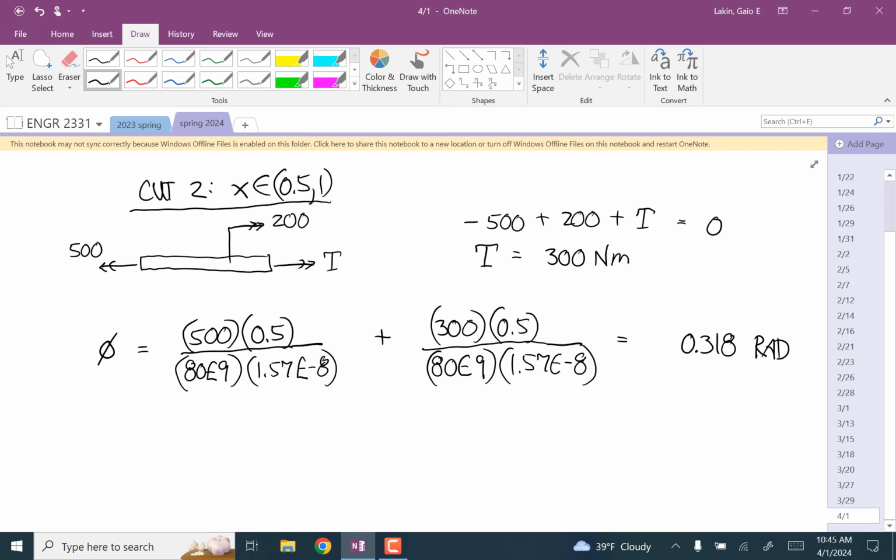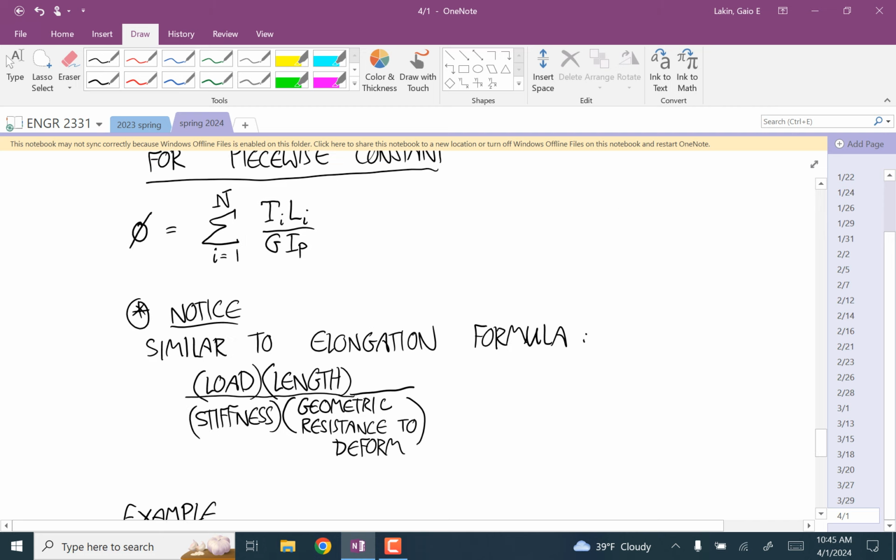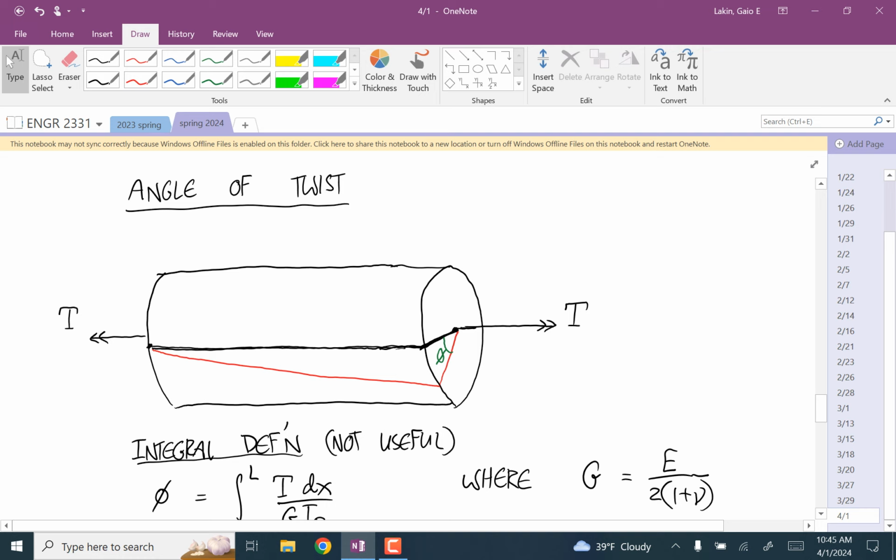Any questions about that? Remember that the signs matter. So if I would have gotten on this second half a torque of negative 300, you have to consider that. Okay. And this angle of twist that you get, you know, it has a direction. Like that is a positive angle of twist.